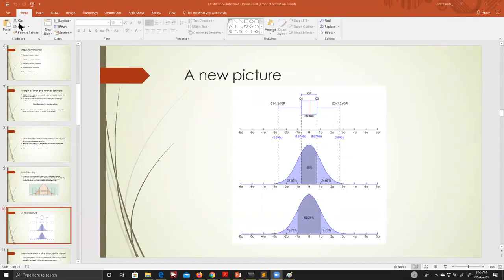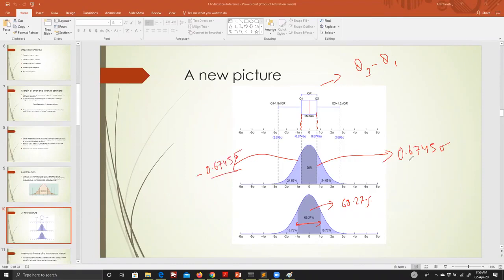Because it's a normal curve, if I go from minus sigma to plus sigma, we know it covers 68.27% of the overall population. What if I wanted to understand the IQR? The IQR is quartile 3 minus quartile 1. The problem is, how do you know where these are? Q3 will be at 0.6745 sigma, and similarly Q1 will be at negative 0.6745 sigma. You might be wondering how I got these two values.